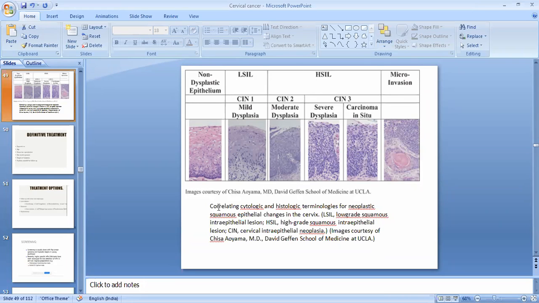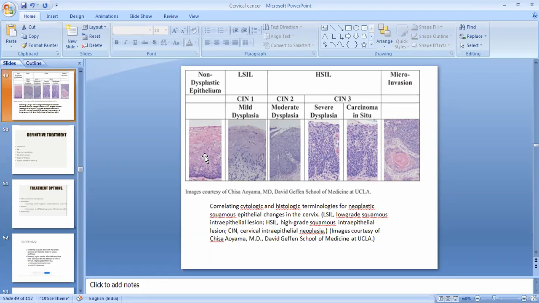So this is correlating cytology and histologic terminologies for neoplastic squamous epithelial changes in the cervix. You can find the term CIN in some literature, CIN2, CIN3, or in other literature you will find LSIL, HSIL. So now you can understand what the changes in these cells are. This is the normal non-dysplastic epithelium.